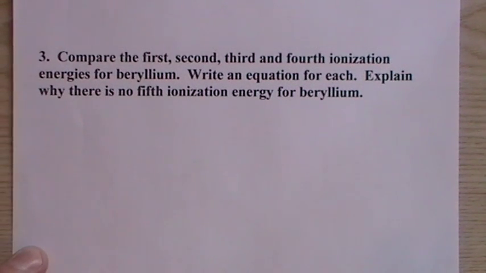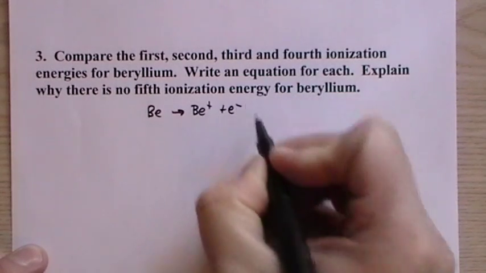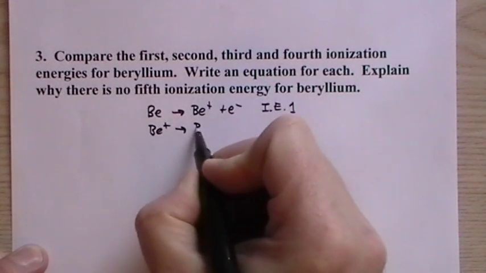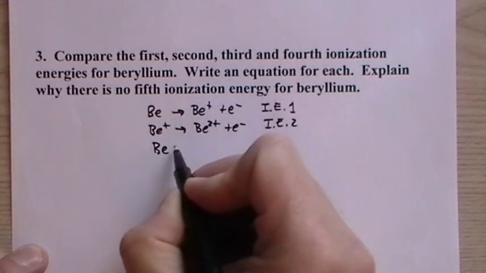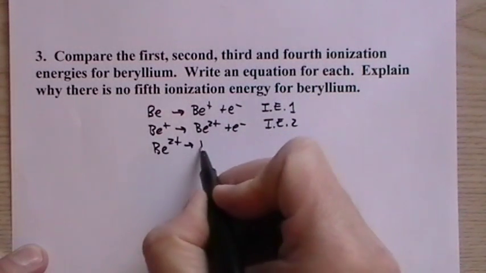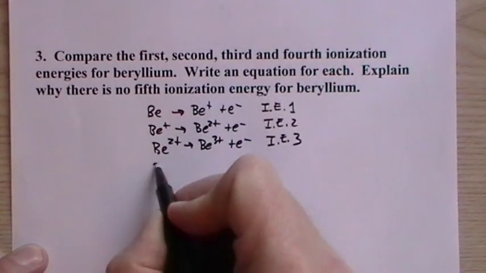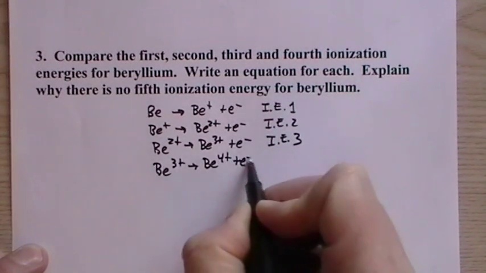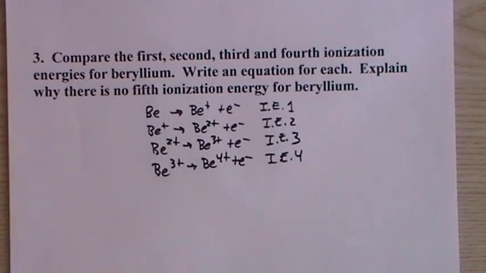Okay, compare the first, second, third, and fourth ionization energies of beryllium. Write an equation for each. So we have beryllium, and it becomes Be+ plus an electron. That's the first ionization energy. Be+ goes to Be2+ plus an electron, that's IE2. Be2+ goes to Be3+ plus an electron, IE3. And then Be3+ loses another electron, it's Be4+ plus an electron. So these are the first four ionization energies.